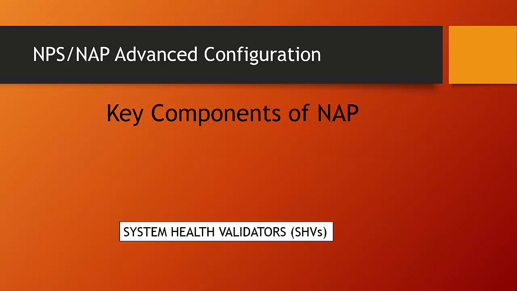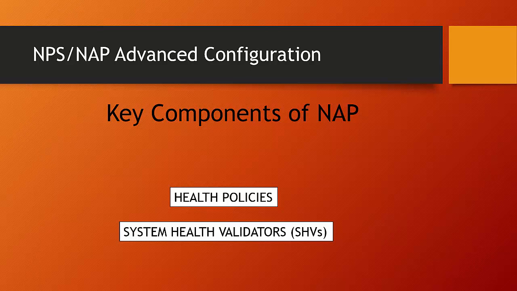Now, System Health Validators are then used by health policies. Health policies say what it means to be healthy and what it means to be unhealthy. So if all System Health Validator checks are passed, then a system is deemed to be healthy. If they fail one or more checks, they're deemed to be unhealthy.